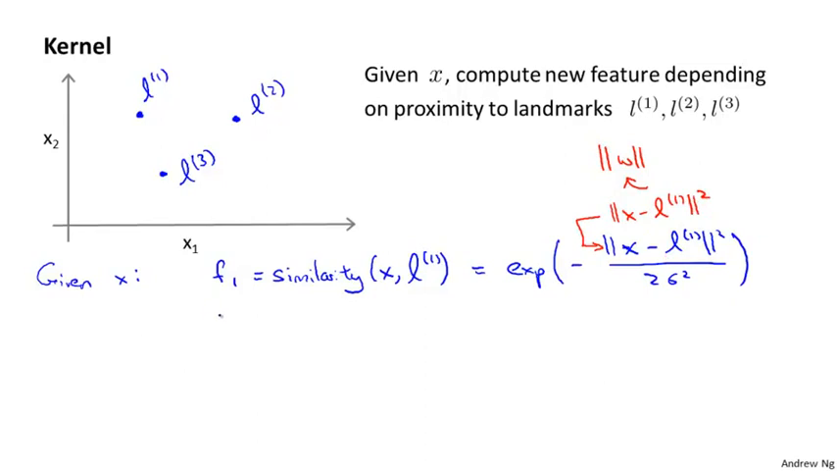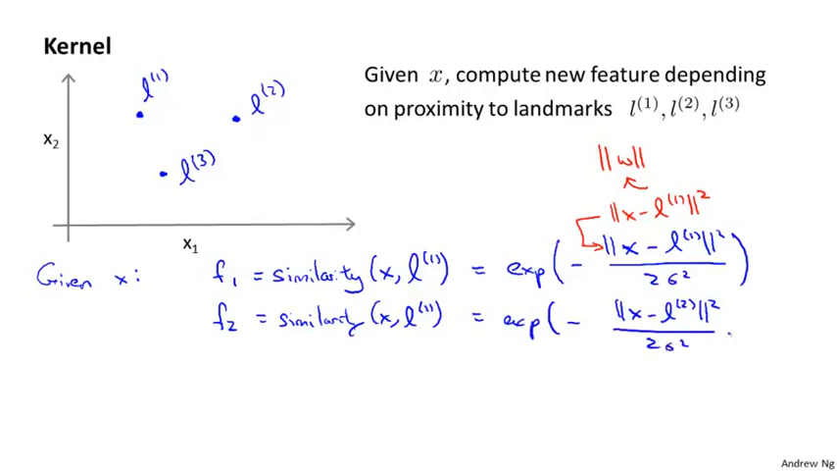But that's my first feature, and my second feature, f2, is going to be a similarity function that measures how similar x is to L2, and again is going to be defined as the following function. It's e to the minus of the square of the Euclidean distance between x and the second landmark, that's what that numerator is, and then divided by 2 sigma squared. And similarly, f3 is the similarity between x and L3, which is equal to, again, a similar formula.